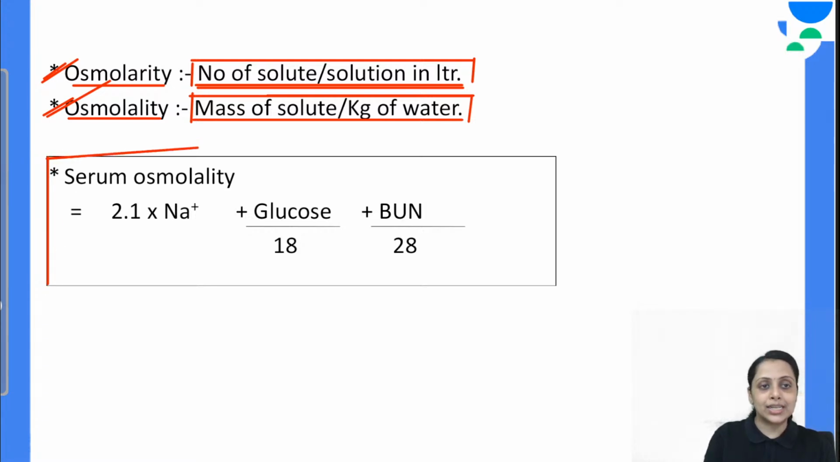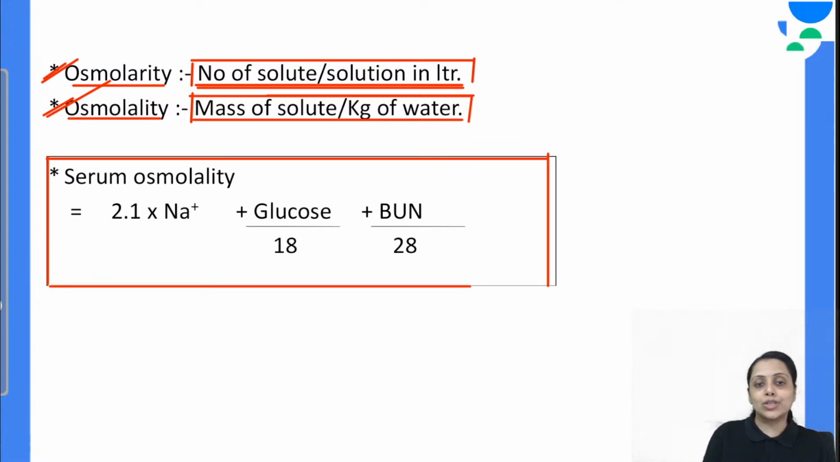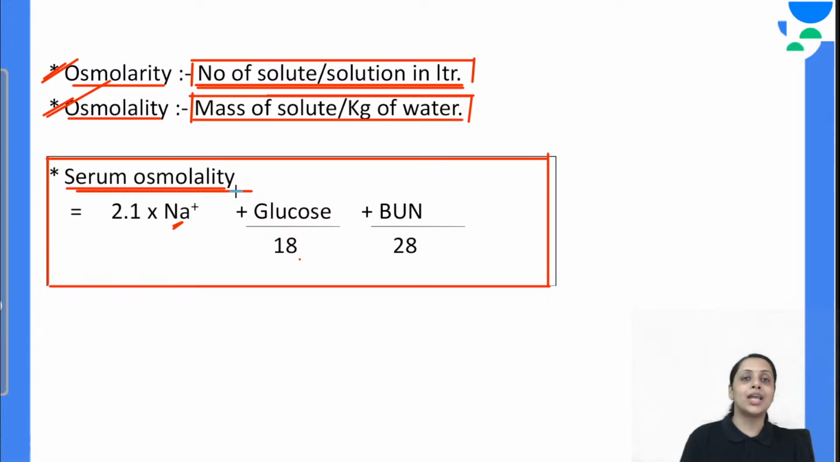Next is the serum osmolality. We can calculate the serum osmolality by this formula: serum osmolality is equal to 2.1 into the concentration of sodium, plus glucose upon 18, plus blood urea nitrogen upon 28. So this formula is going to give you the serum osmolality. Is this clear with everybody? So we covered all these passive transports, that is simple diffusion, facilitated diffusion, as well as osmosis. So do remember the examples, everyone.